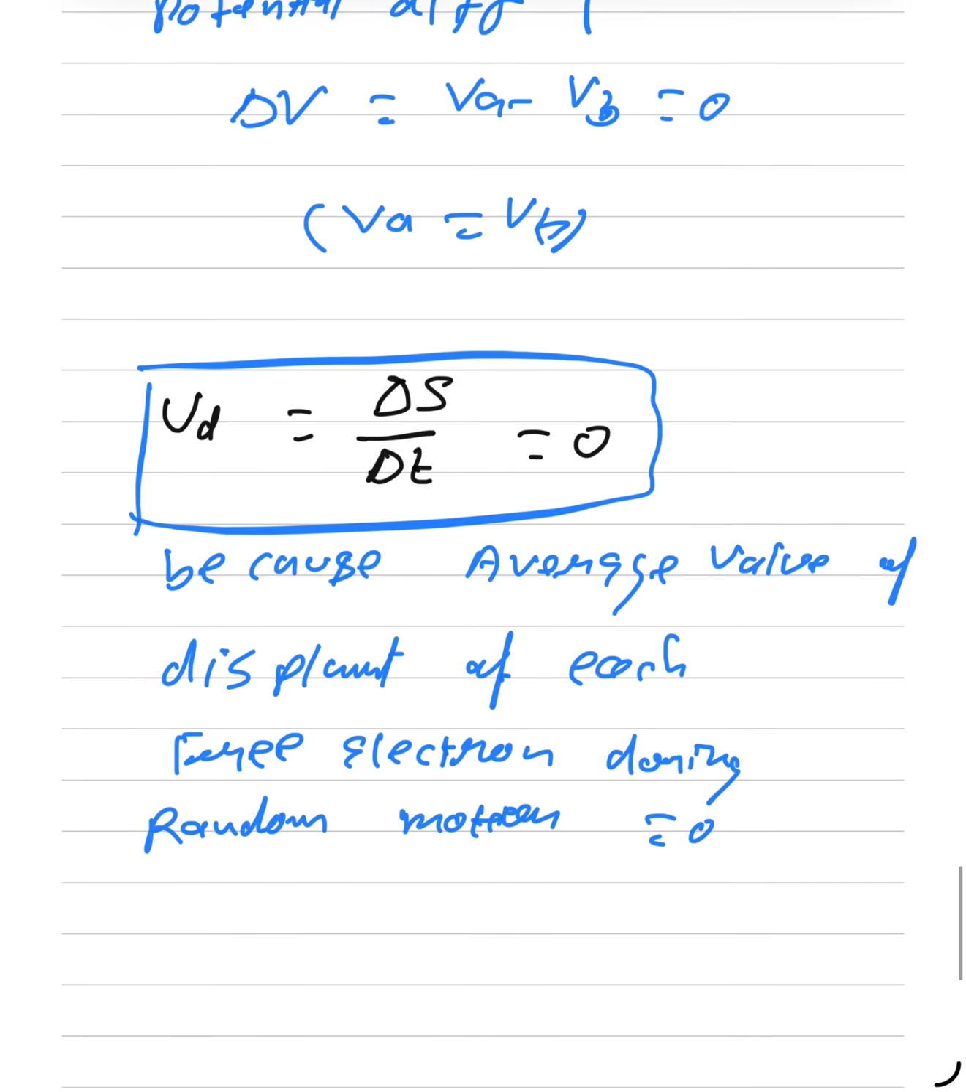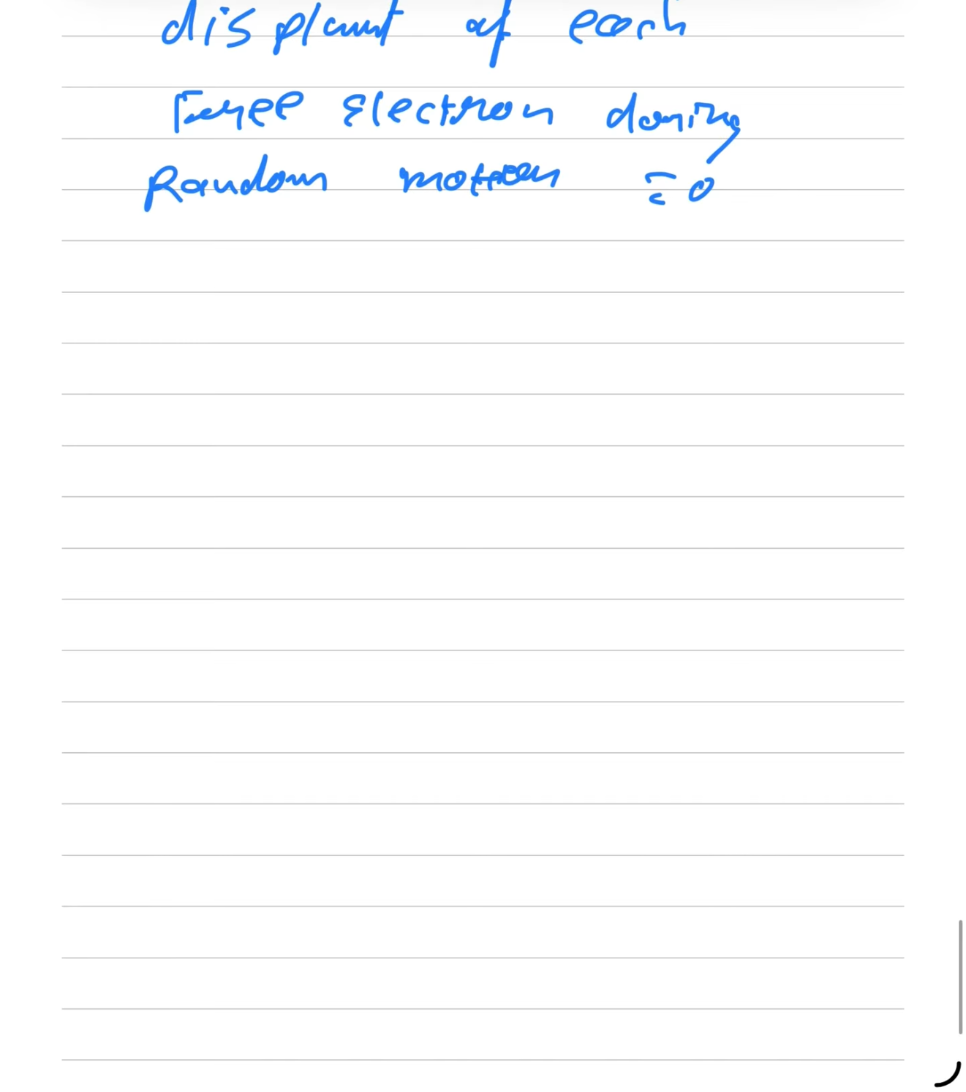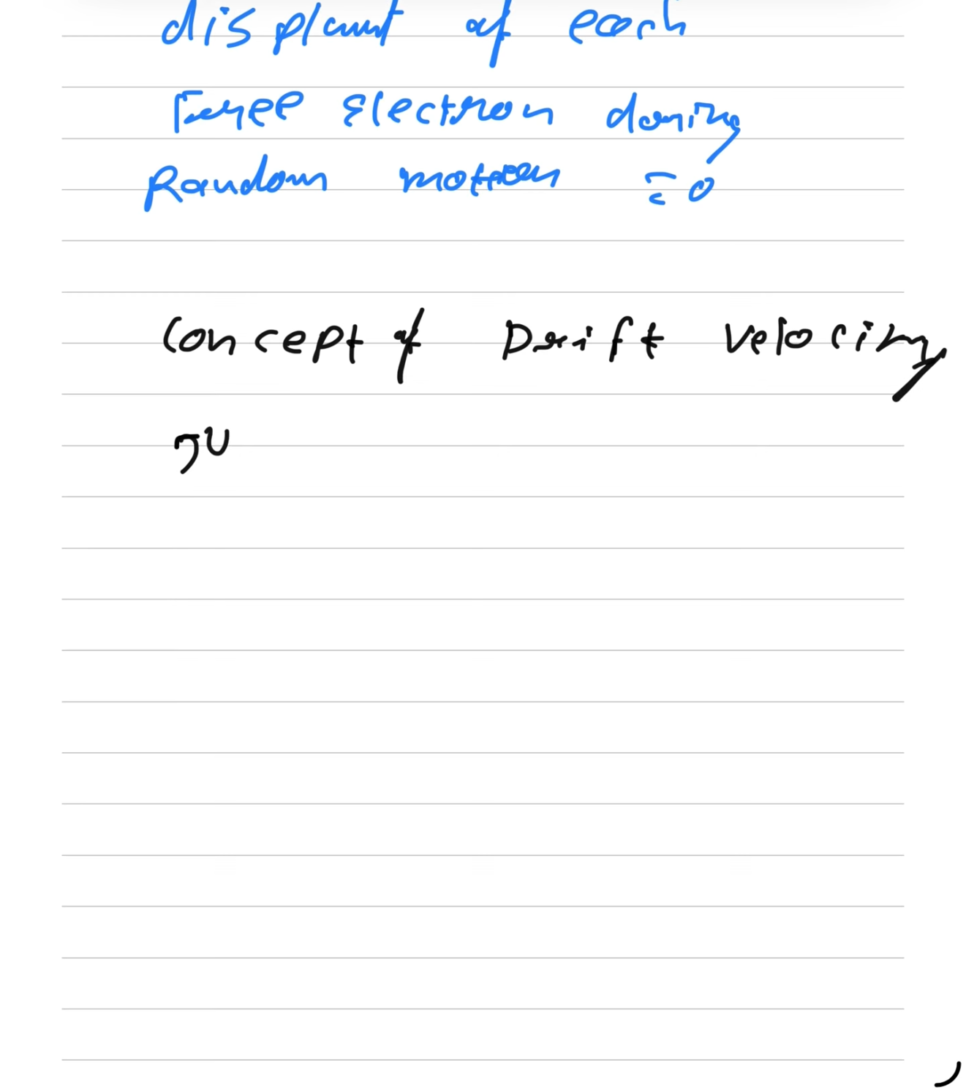And this is the concept of drift velocity before connecting the battery, and the concept of drift velocity just after connecting the battery.